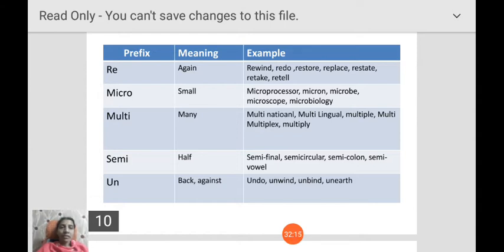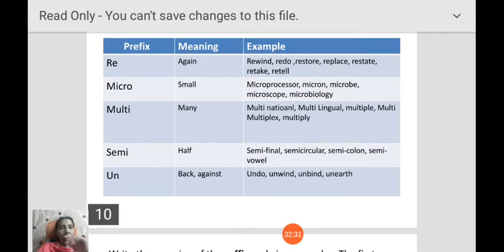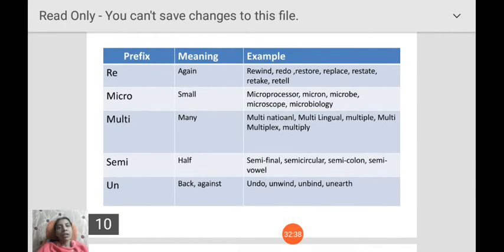Then un. Un means back or against. Undo. Do, undo. You are going back. Okay. Unwind. Winding something, unwinding something. Unbind. And unearth. These are some words which are used.